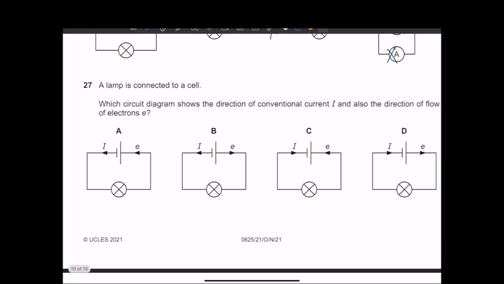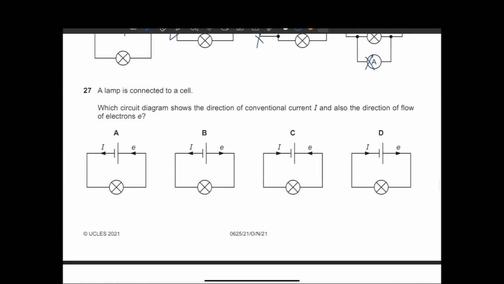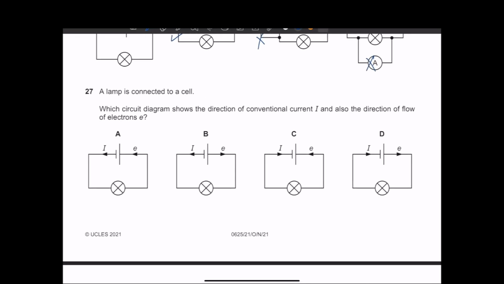27, a lamp is connected to a cell. Which circuit diagram shows the direction of conventional current I and also the direction of the flow of electrons? So you know electrons come out from the negative pole. So if that was positive and this is negative, this is the direction of the current and that is the direction of the electrons. Depending on that, the right answer will be C. You can see that this is the direction of the electrons, and that is the direction of the current. So the right answer here is C. All other directions are shown wrong.